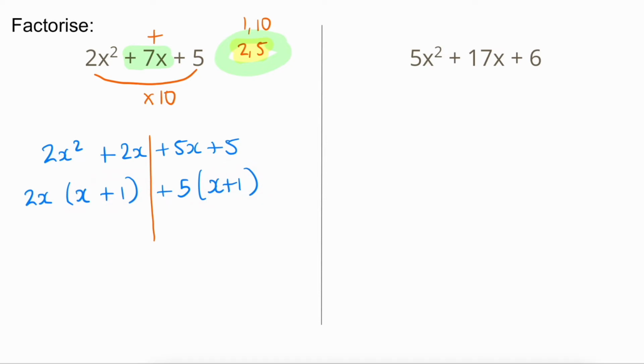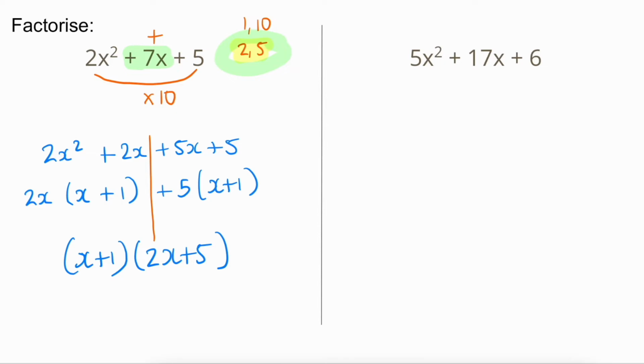So essentially, I'm pulling out another kind of single bracket factorization. But another way to think of it is just x plus 1 is one of my brackets. And then the 2x plus 5 is my second bracket. So x plus 1 and 2x plus 5. And that's my final factorization for that initial question that was a little bit trickier.